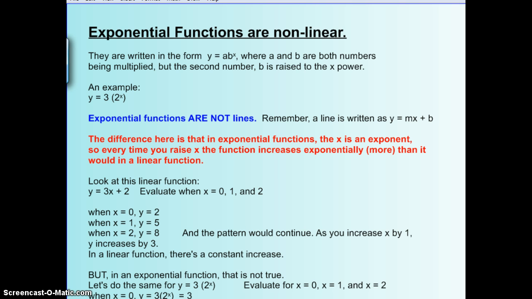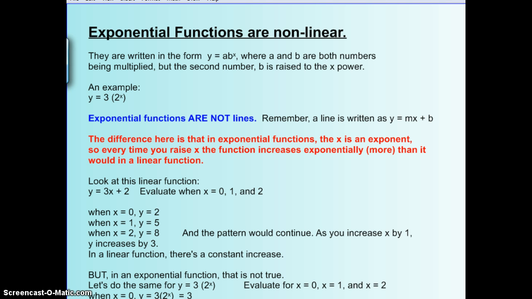Remember, lines are written in the most common form, the one we usually use when we graph, function form, y equals mx plus b. The difference is here that in exponential functions, the x is an exponent. So every time you raise x, the function increases exponentially. That is a lot more than it would in a linear function, in a slope kind of form.